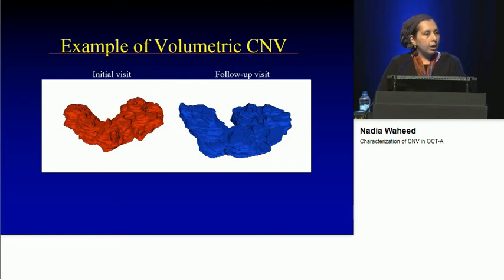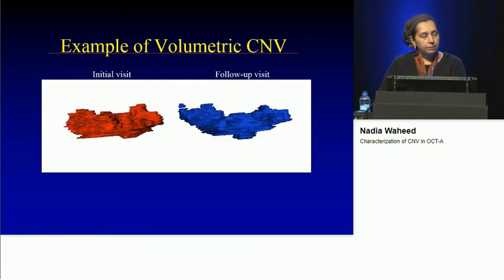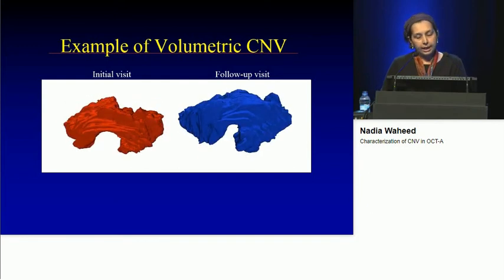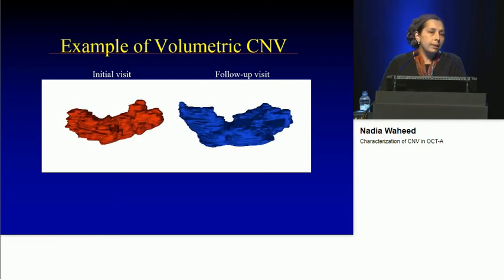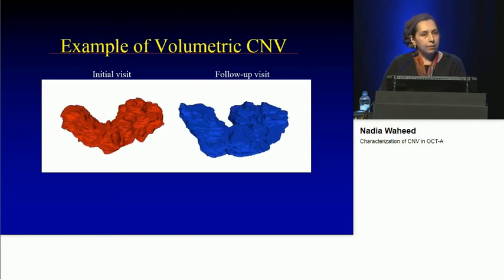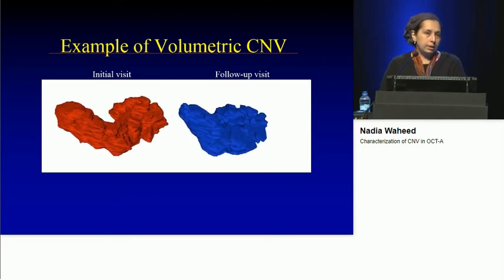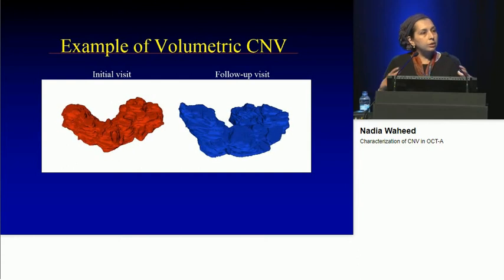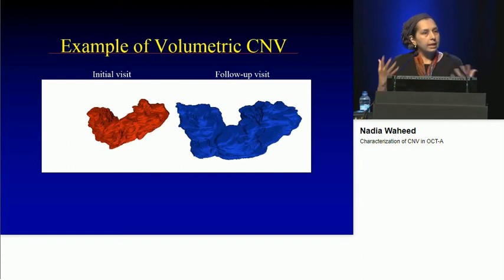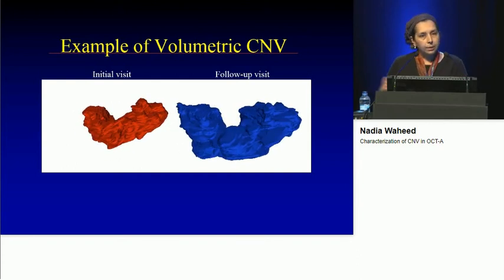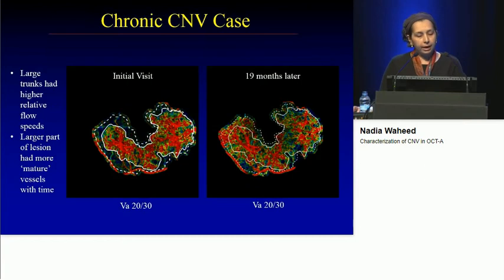But eventually, I think with the development of better projection artifact removal techniques, this may well be the metric that we're looking at rather than area, because of course, as you all know, the CNV is not a two-dimensional structure. It really has a three-dimensional aspect to it that is very important when you're looking at treatment effect of CNV.